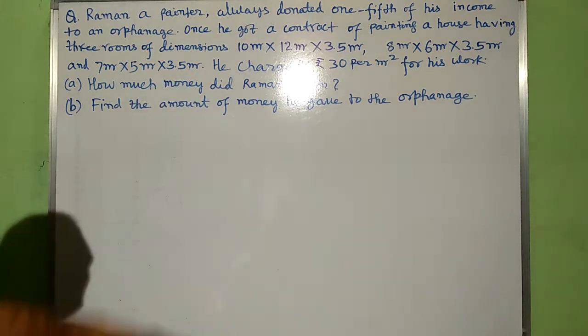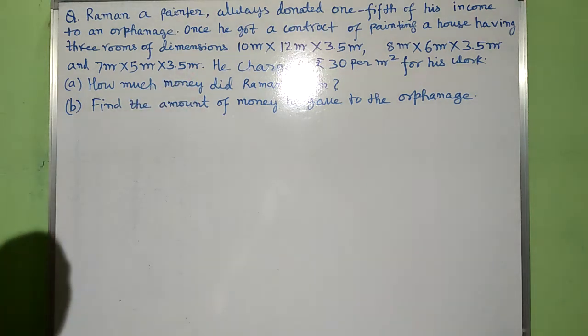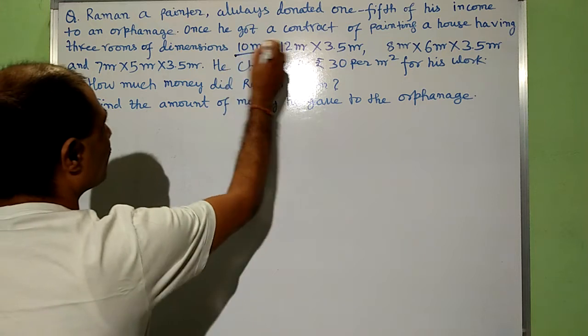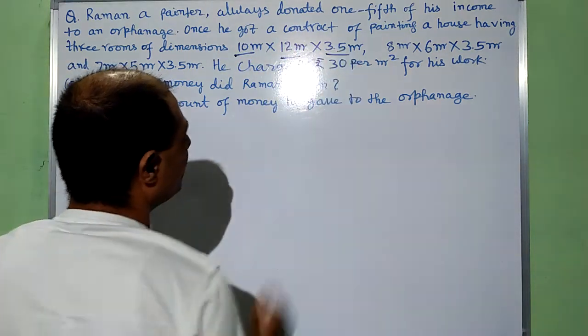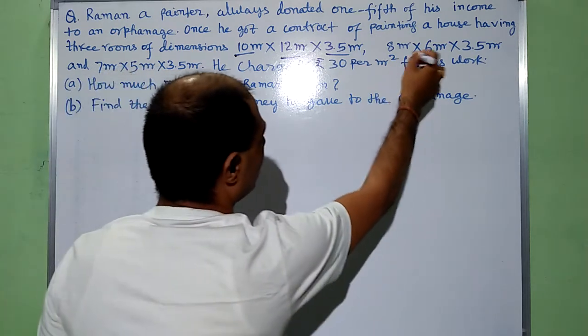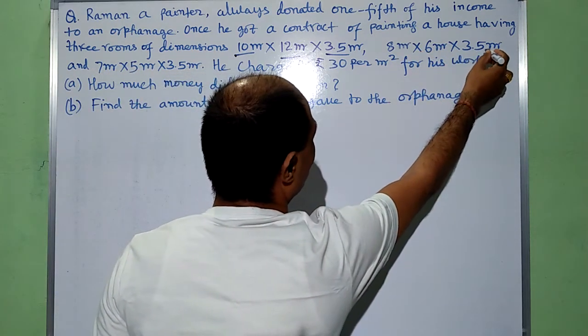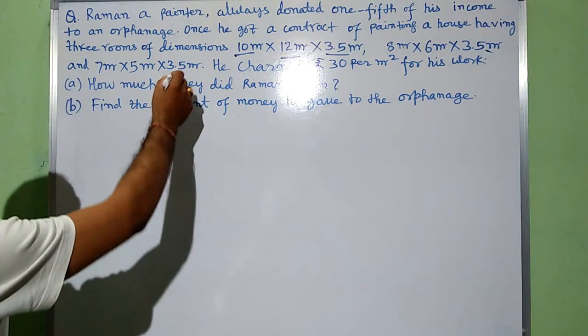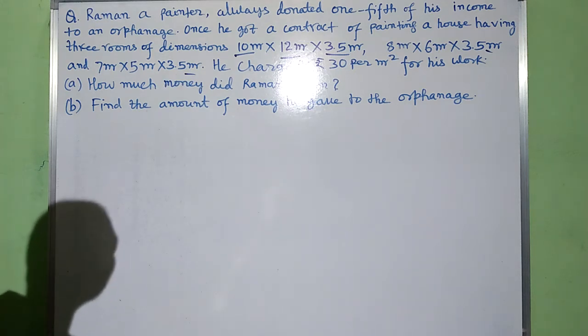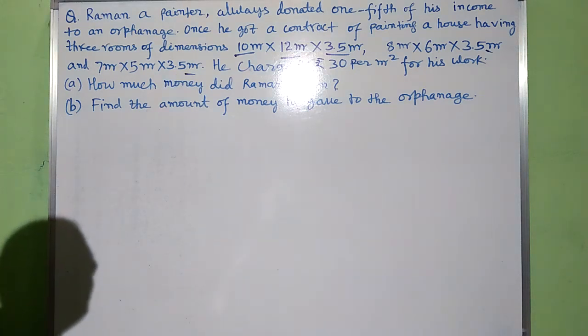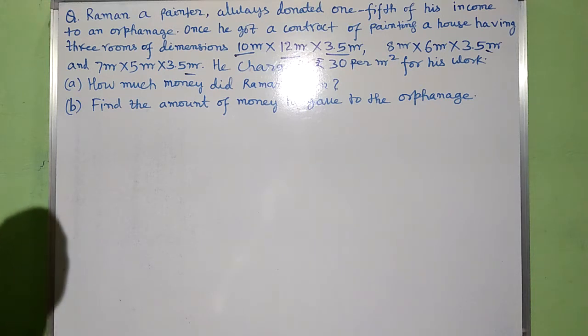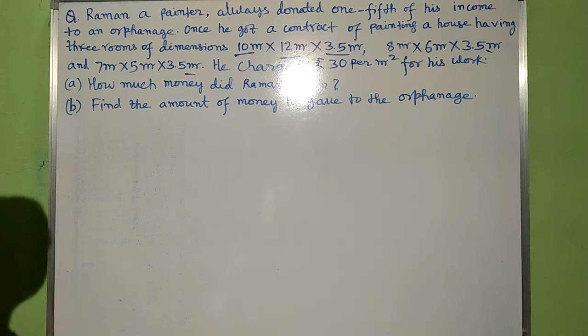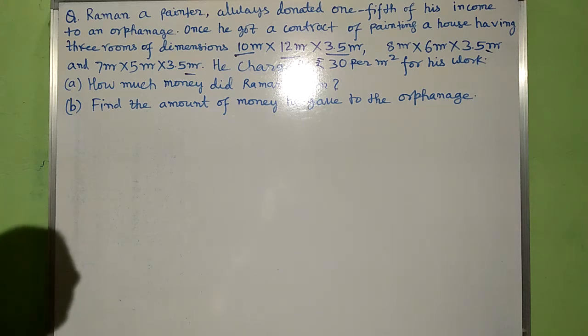Once he got a contract of painting a house having 3 rooms of dimensions 10 meter, 12 meter, 3.5 meter; 8 meter, 6 meter, 3.5 meter; and 7 meter, 5 meter, 3.5 meter. He charged rupees 30 per meter square for his work. How much money did Raman earn? Find the amount of money he gave to the orphanage.